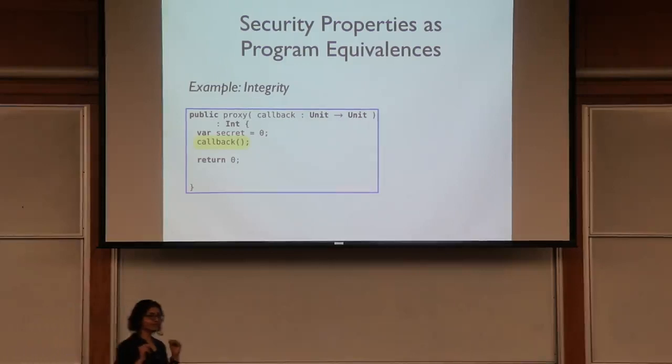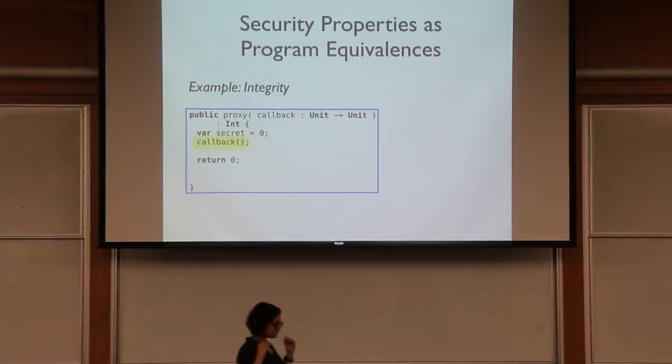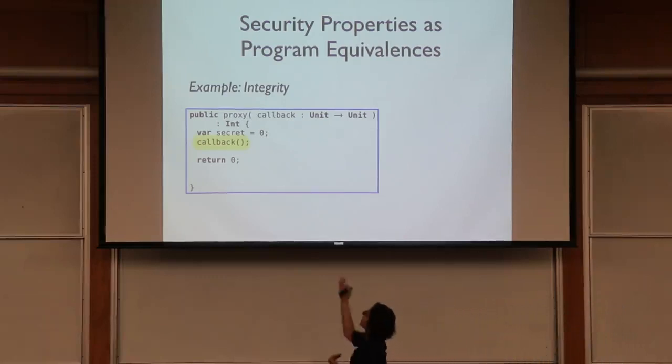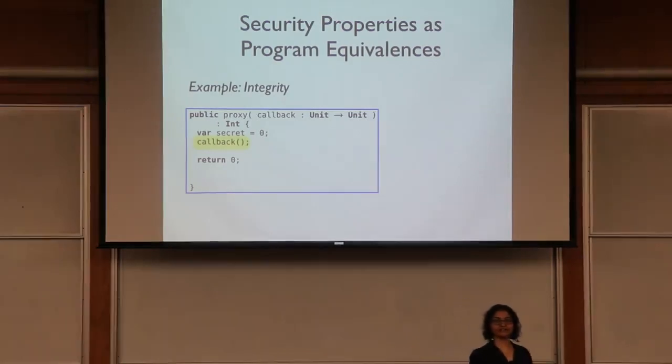Now intuitively, we're in the source language, right? Intuitively, the way this code is written, you can tell that there's no way that callback would have access to secret. I mean, someone wrote it and passed it to me before I ever even declared that there was a secret variable equal to 0. That's why they should not have access to it. And then after I call the callback, I return 0.